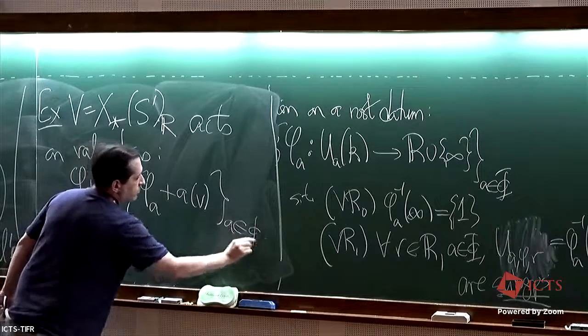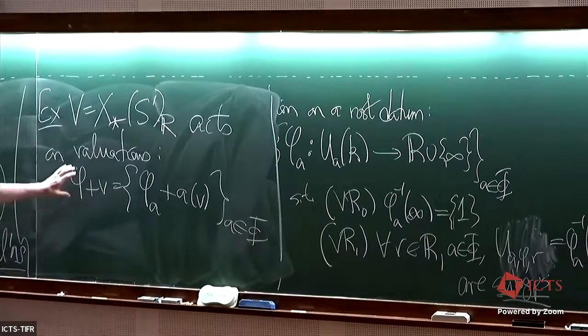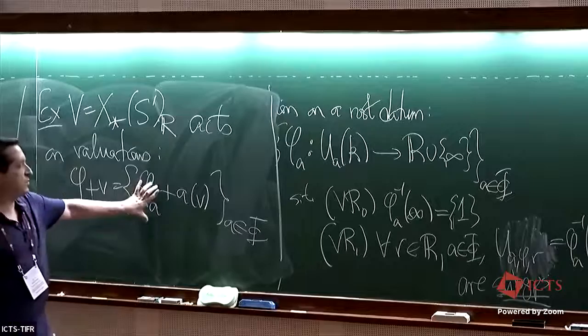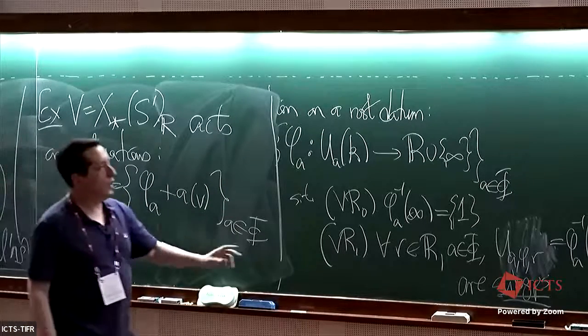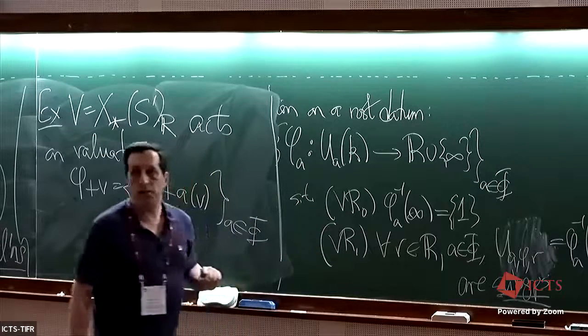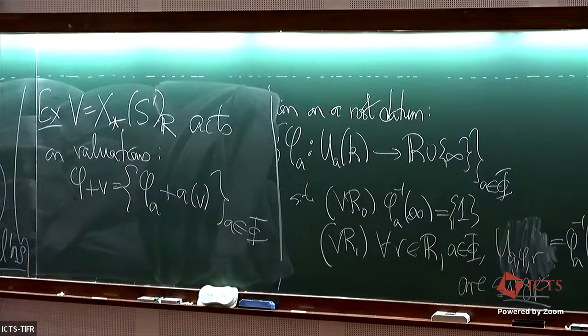So let me tell you what's going on here. We start with evaluation. It's a collection of phi sub A's satisfying a bunch of these axioms. Now, you might say, well, what happens if I try to add some constants to these? Are there any conditions, constraints on those constants?